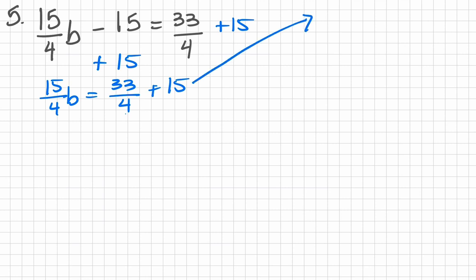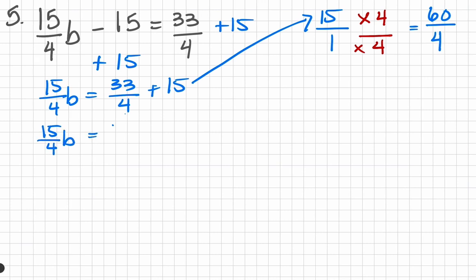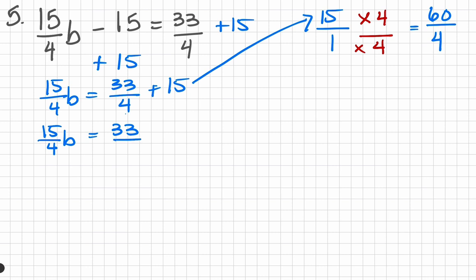So let's do some side work of fraction work. 15 over 1 is a different way of saying 15. And I want to get it to 4. So I had to multiply this times 1 times 4. So I've got to multiply the top by 4 as well. And that's going to get me 60. So I can rewrite this as 15 over 4b equal to 33 over 4 plus 60 over 4.